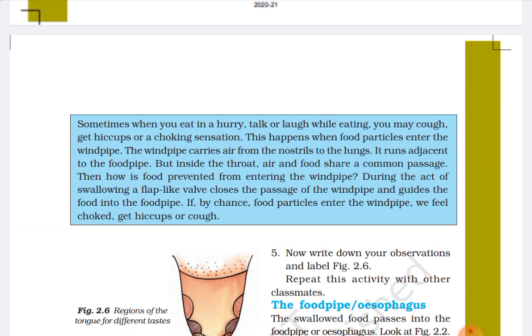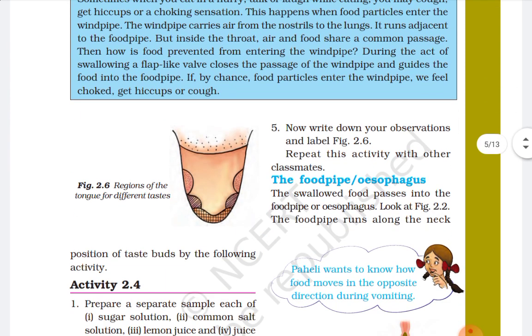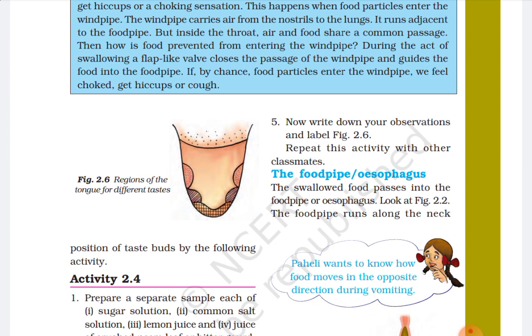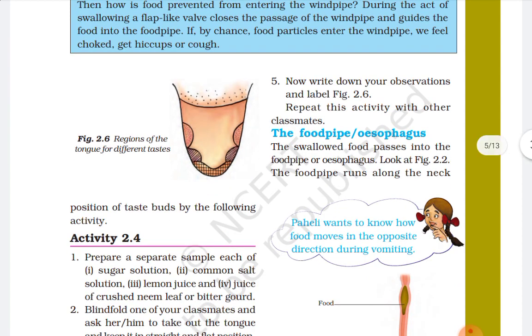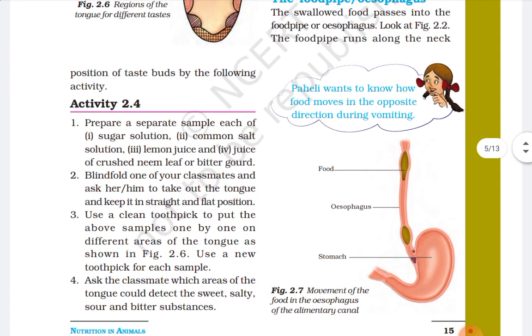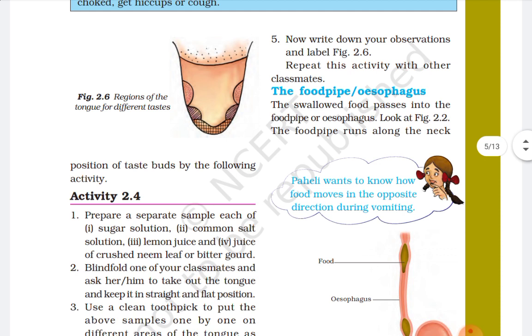This is a flap-like structure on the trachea. When we need to breathe, it opens. When the food comes, it just shuts. Now, write down your observation and label this period, the food pipe and also esophagus. So we completed the mouth. Now we move on to the food pipe or esophagus.